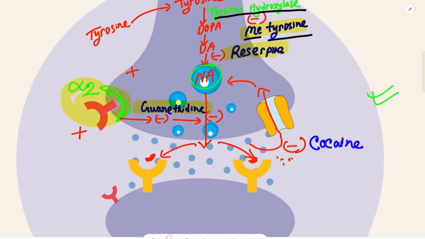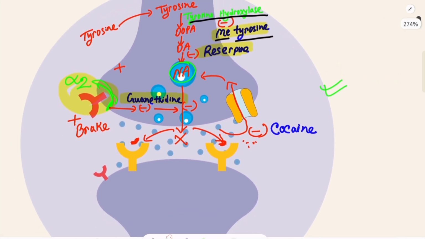When noradrenaline does not come, sympathetic activity stops. So simply you need to remember that alpha 2 is acting here like a brake. So alpha 2 acts like a brake to the sympathetic system.